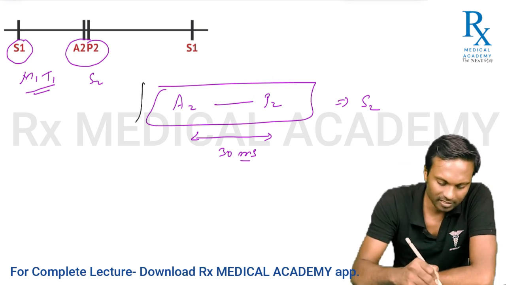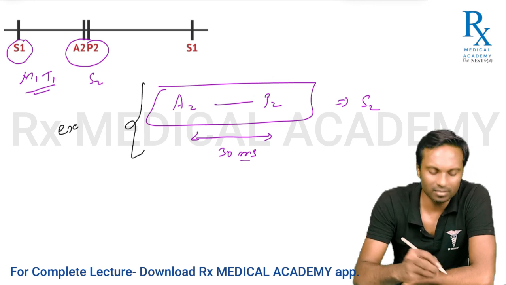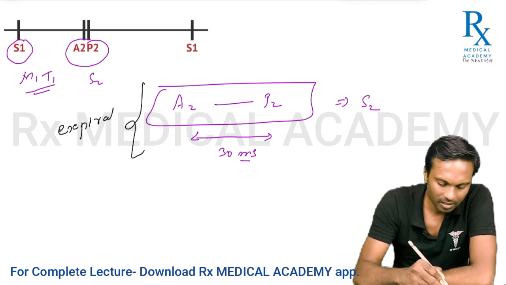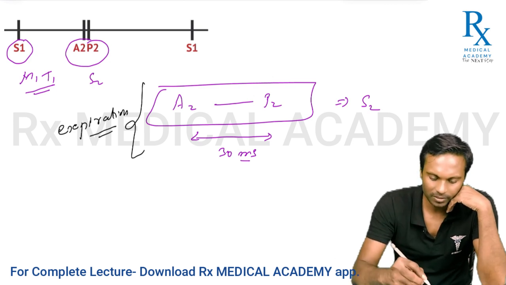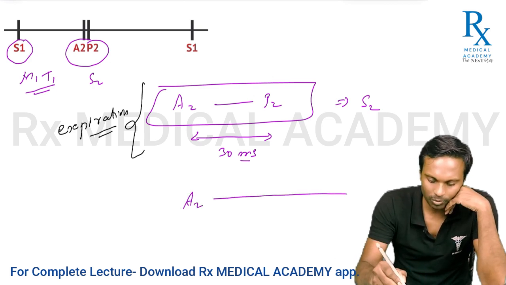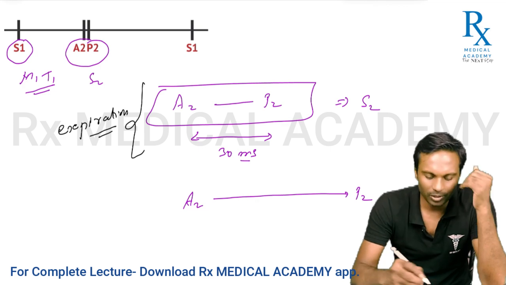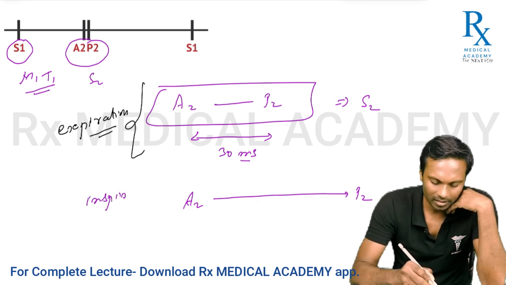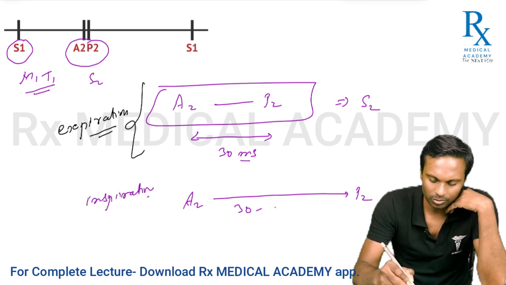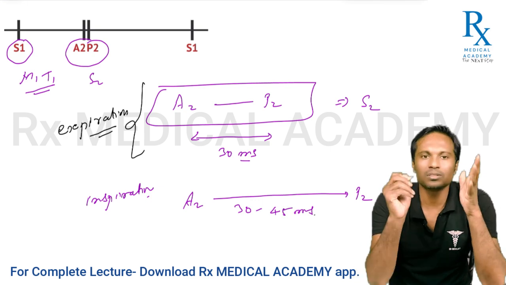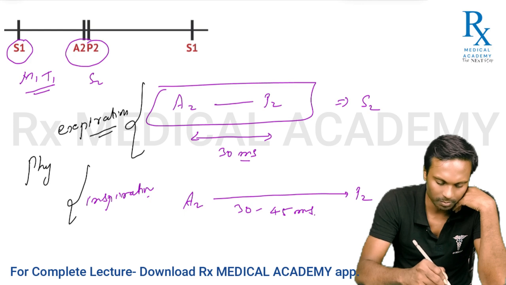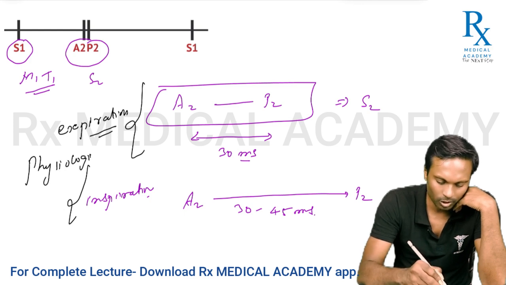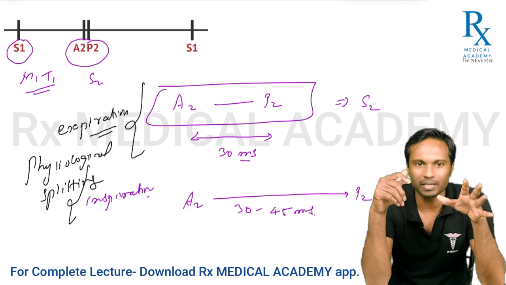Okay, so in cases of normal S2, during expiration, the gap between A2 and P2 is only 30 milliseconds. However, this gap between A2 and P2 increases during inspiration, right? And this increases up to 30 to 45 milliseconds. Now this can be appreciated. Okay, this is known as physiological splitting. Physiological splitting of second heart sound during inspiration.